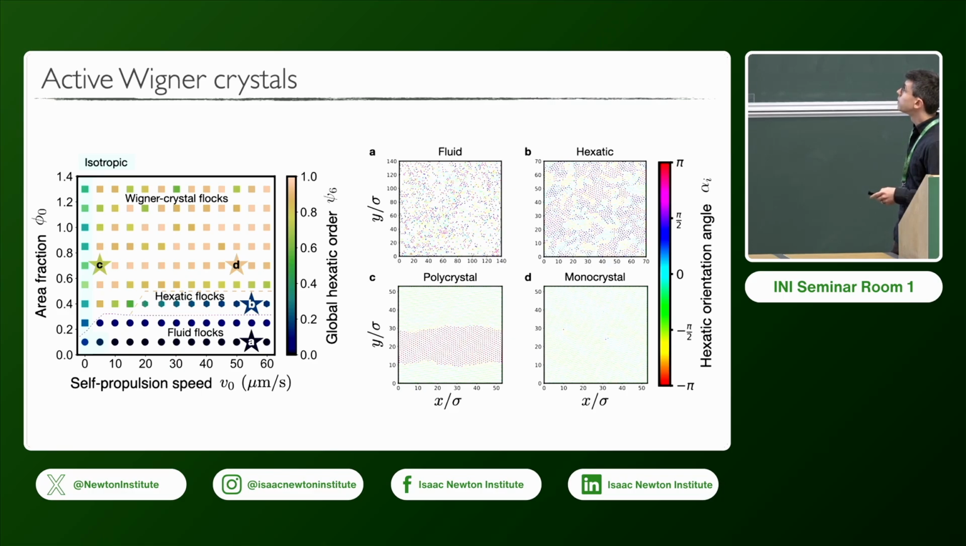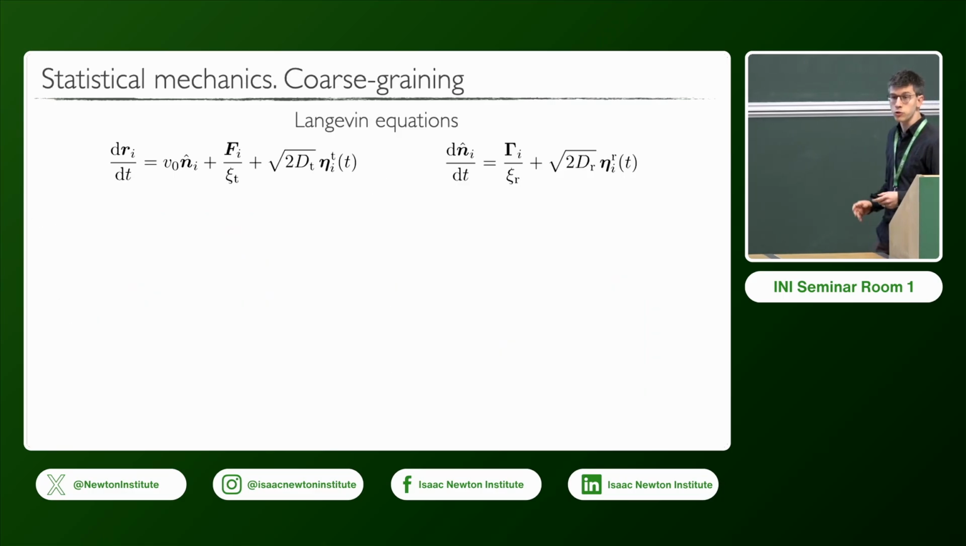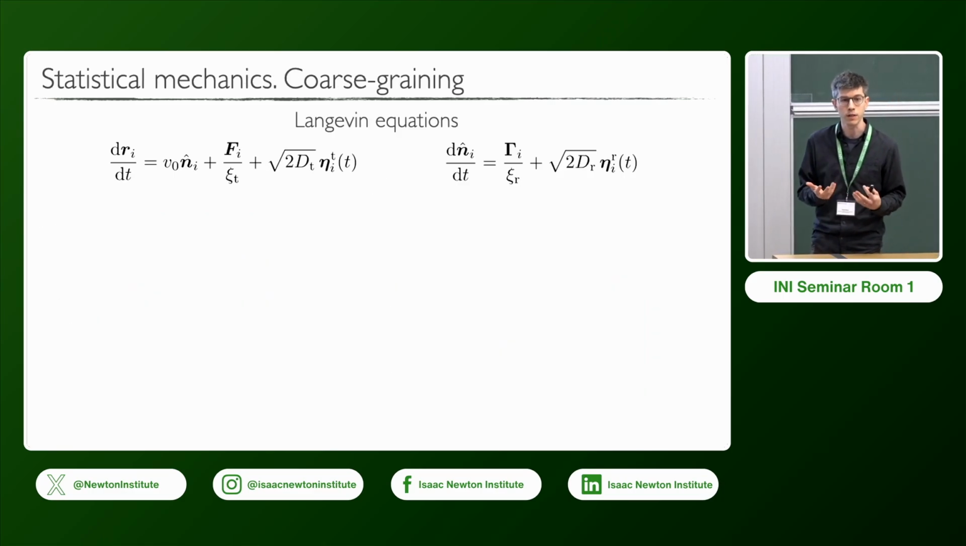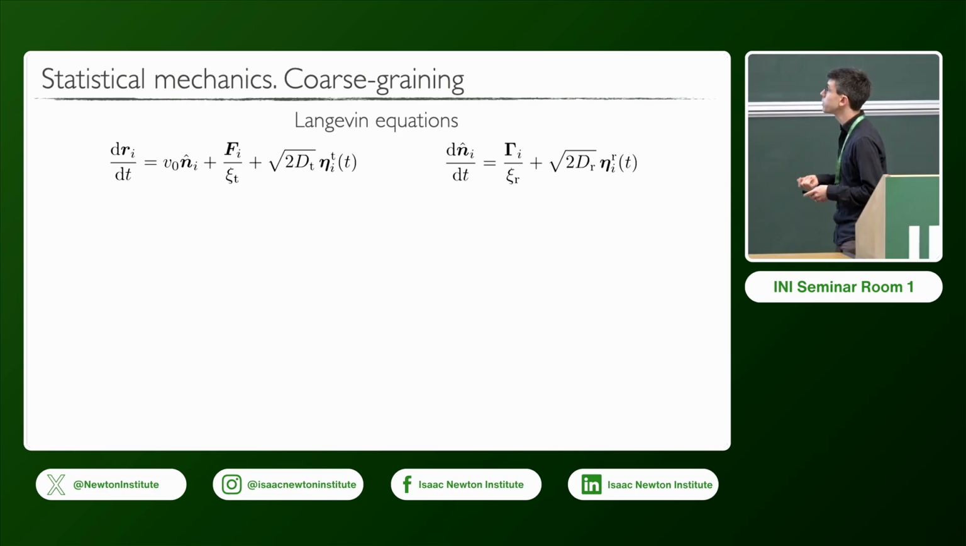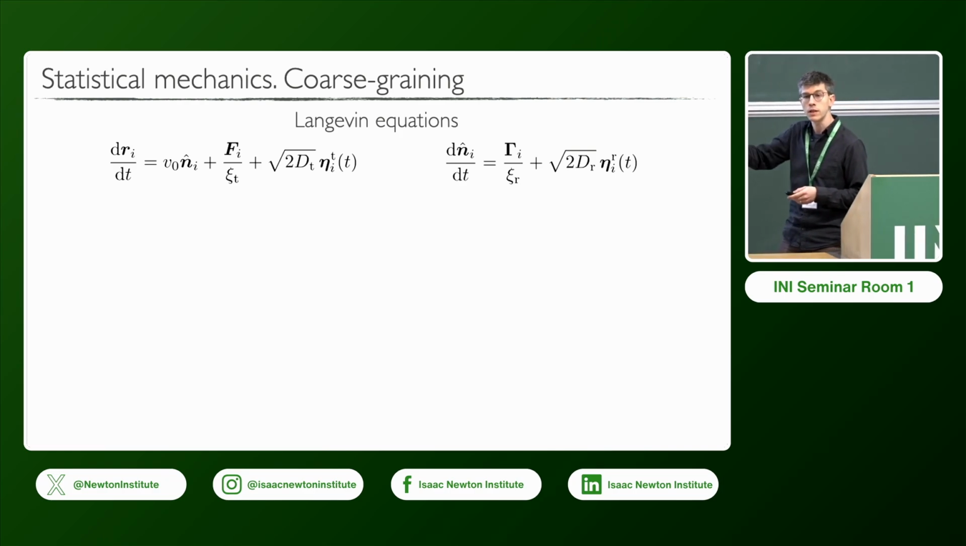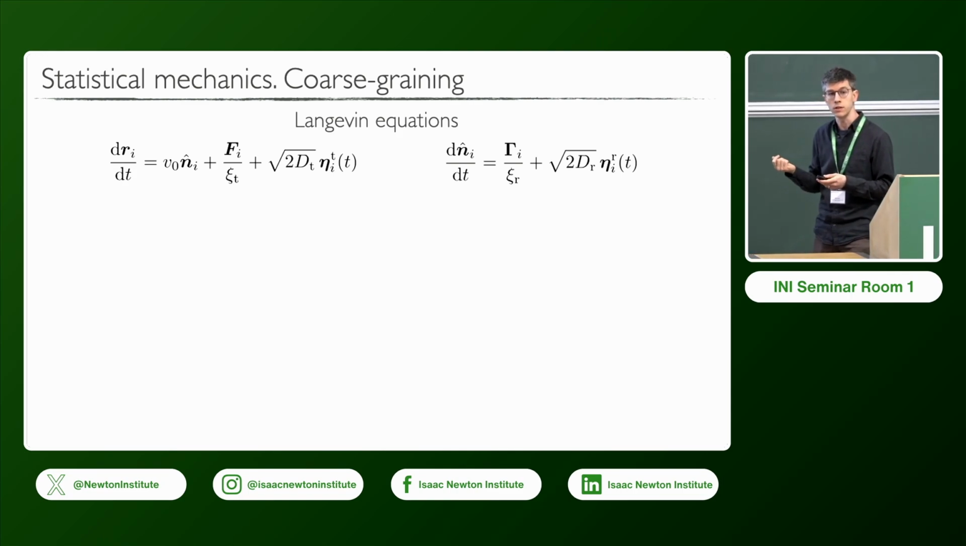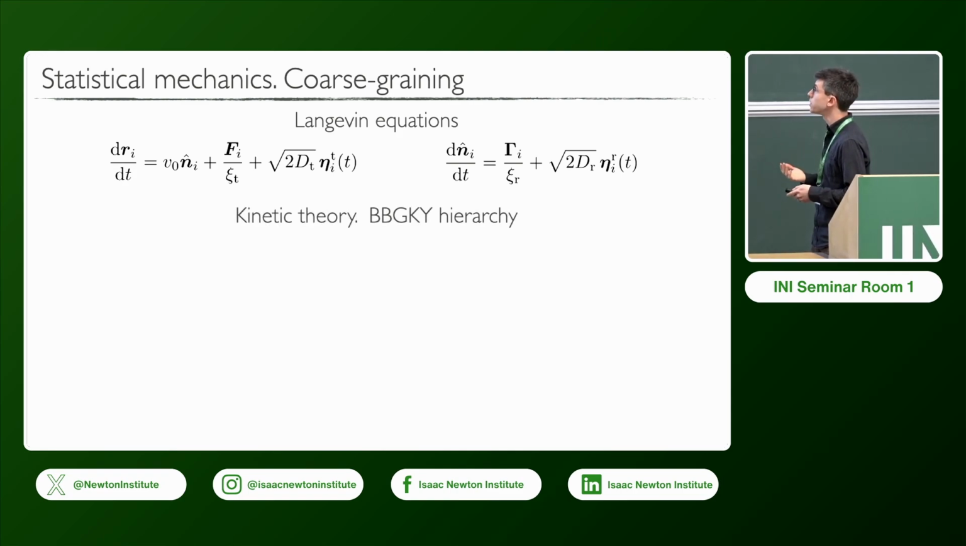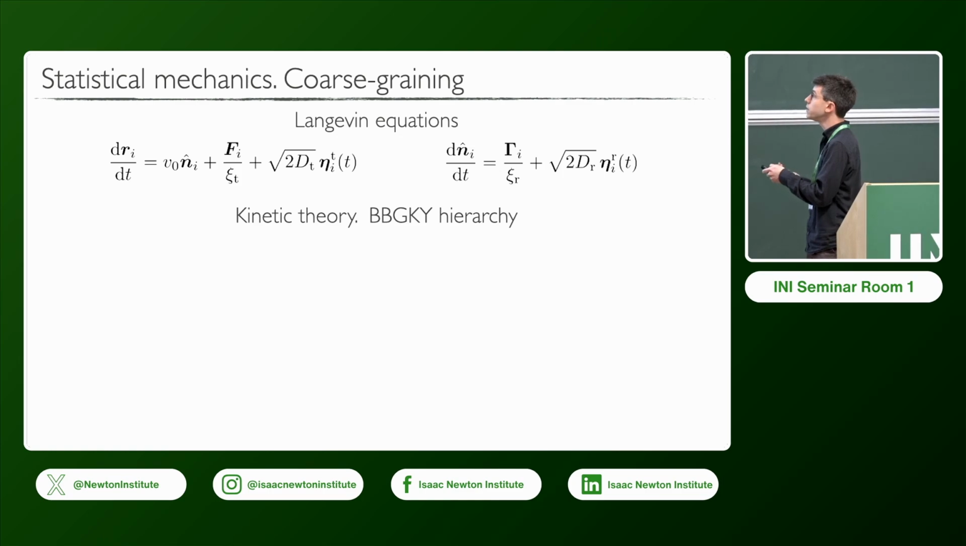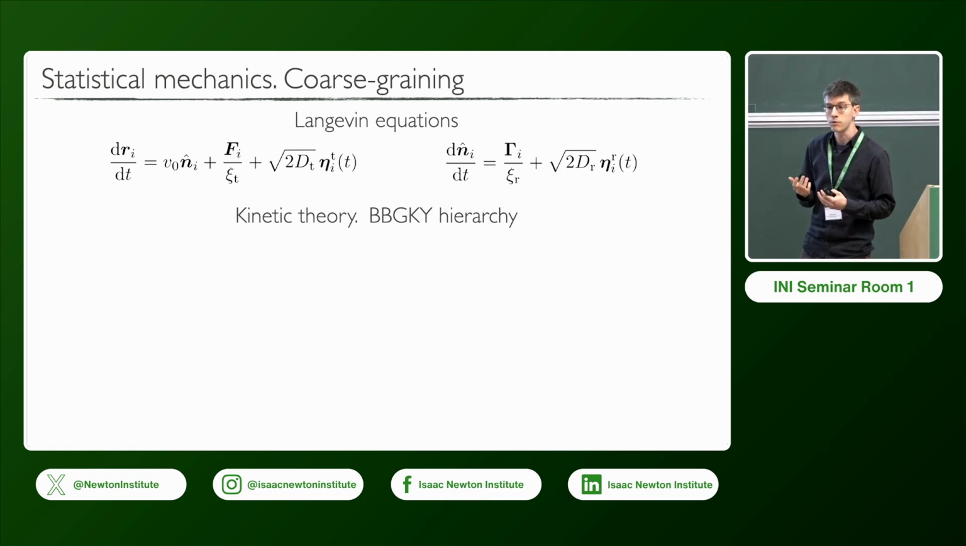Yeah. All right. So let me now go back to trying to understand the mechanism of flocking. How is it that these particles flock? To address this question, what we did was to start from the Langevin equations and coarse-grain them. We did that in two ways, using two types of kinetic theory. The first type was using the so-called BBGKY hierarchy that maybe you're familiar with from liquid state theory.